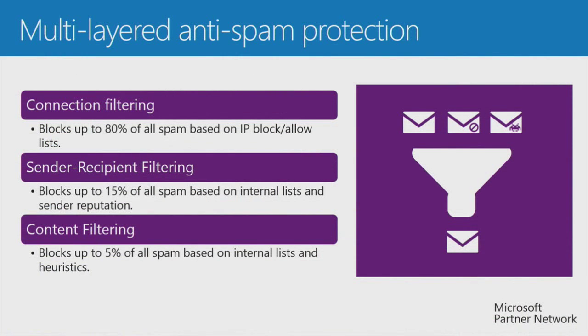Within the anti-spam protection, we have multiple layers to protect the messages. The first one is the connection filtering. With the connection filtering, we are able to block up to 80% of the spam already at the gateway. This is already a lot. So in the real beginning, we are stopping almost everything. It's 80% of all the spam that comes into the Microsoft data center.